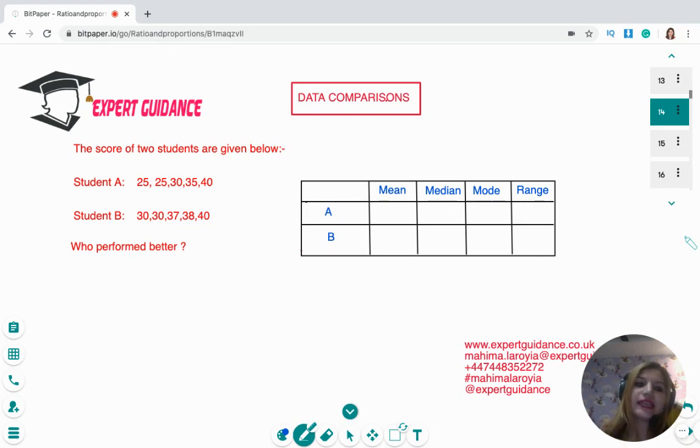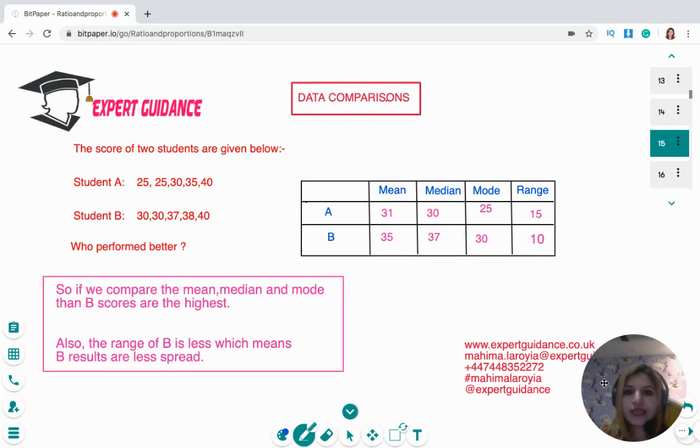Now let's take an example of how we can compare the data using mean, median, mode, and range. Here we have given you the marks of students A and B, and you need to compare who performed better. For comparisons, you can use mean, median, mode, and range. So let us make this table and work out the mean, median, mode, and range. I hope you know now how to do these. If you're still not sure, move back, watch the mean, median, mode, range video, and come back to this question.